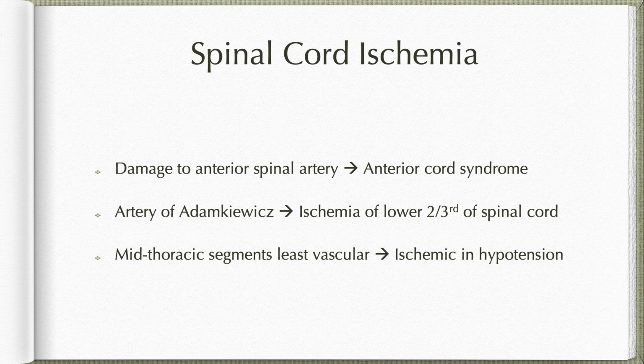Similarly, the mid-thoracic segments are the least vascular because they lie in the junction between the area supplied by anterior spinal artery and the area supplied by artery of Adamkiewicz. So whenever there is hypotension, this is the area which undergoes ischemic changes first.